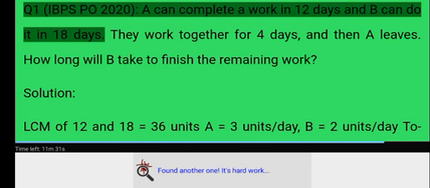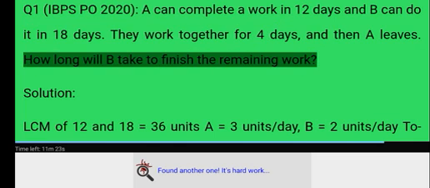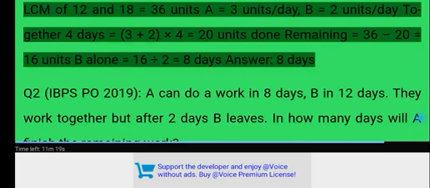Q1, IBPS PO 2020. A can complete a work in 12 days and B can do it in 18 days. They work together for 4 days, and then A leaves. How long will B take to finish the remaining work? Solution. LCM of 12 and 18 equals 36 units. A equals 3 units per day. B equals 2 units per day. Together in 4 days equals (3 plus 2) times 4 equals 20 units done. Remaining equals 36 minus 20 equals 16 units. B alone equals 16 divided by 2 equals 8 days.